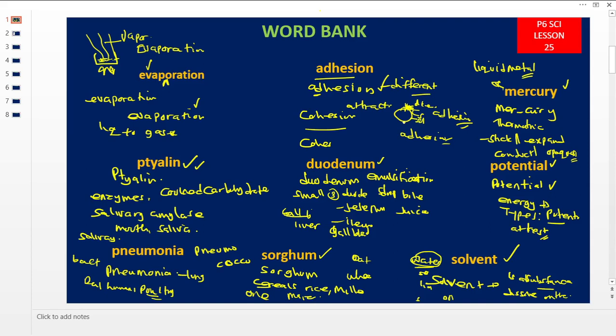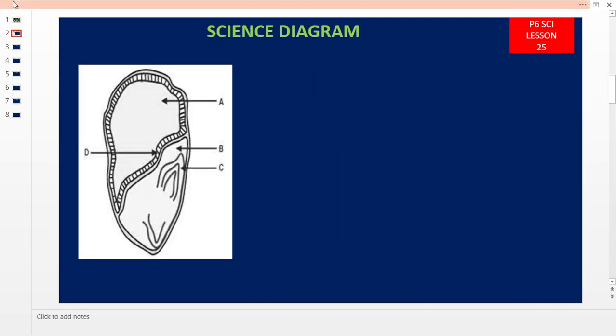My dear learner, have you understood the words for today? We have had the words evaporation, partially, pneumonia, sorghum, solvent, duodenum, potential, molecules, mercury, and adhesion. So that has been our word bank for today. Now let us move on and see the science diagram for today.